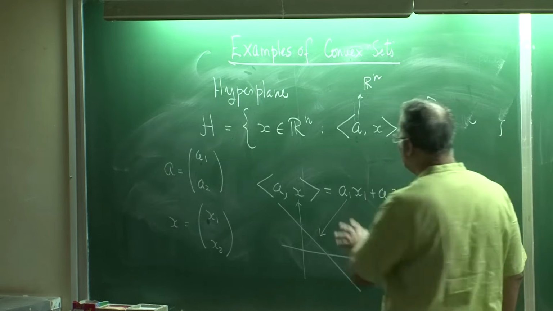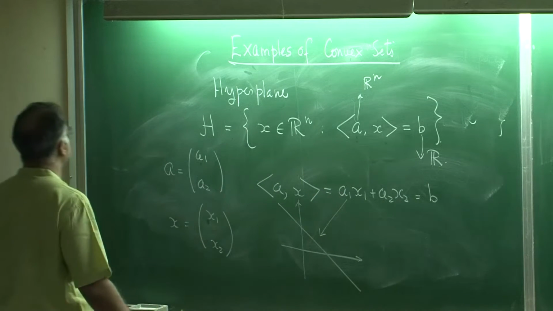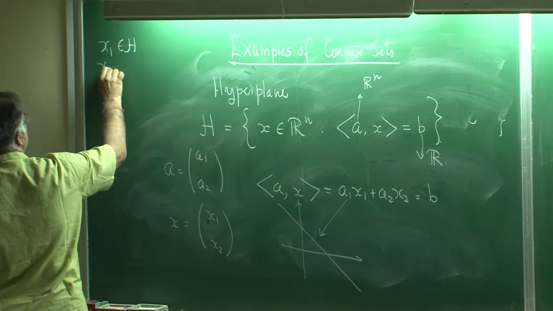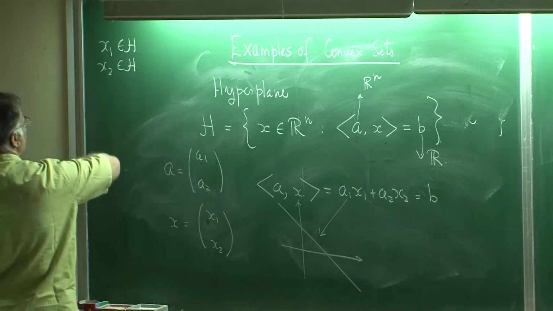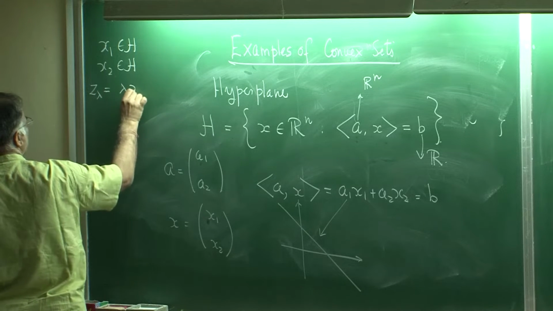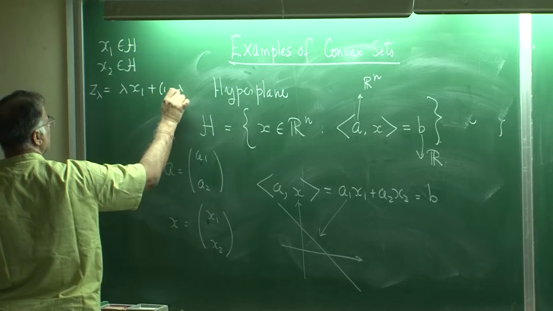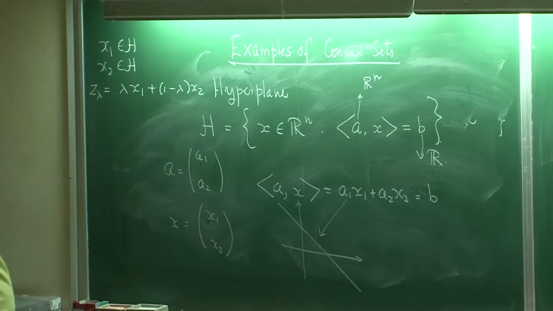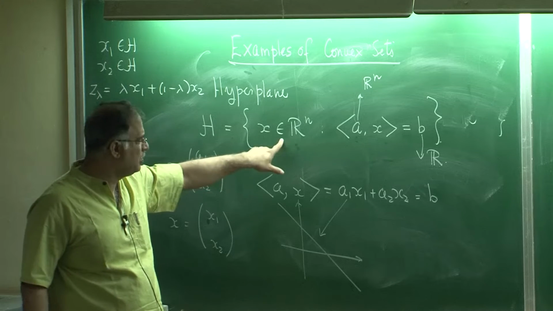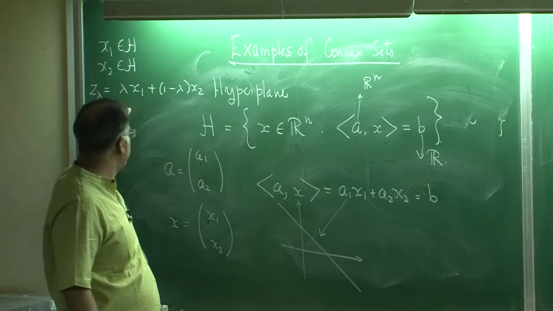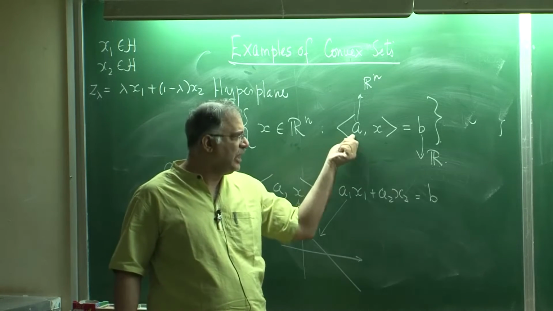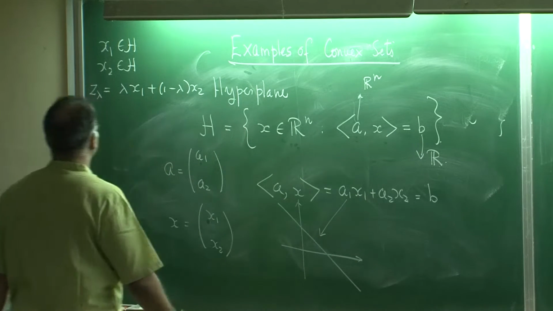If you want to prove that a set is convex, how would you prove it? You will take, say, 2 elements from the hyperplane and make their convex combination, whatever be the lambda between 0 and 1. You want to see whether this z lambda is inside this set. Any point on the line segment, the whole line segment, has to be in this set H, so you have to prove that A of z lambda is equal to B.